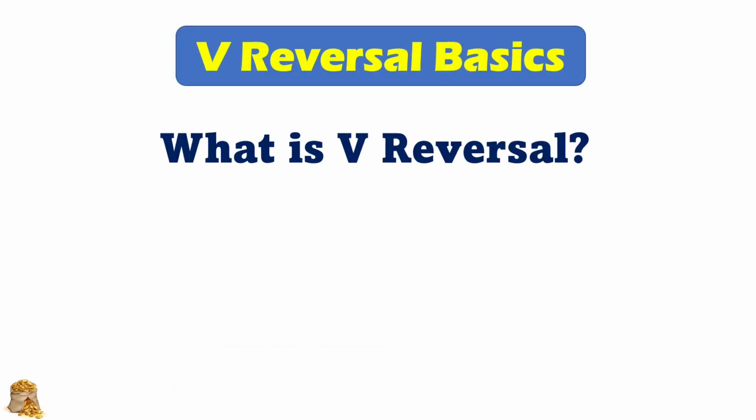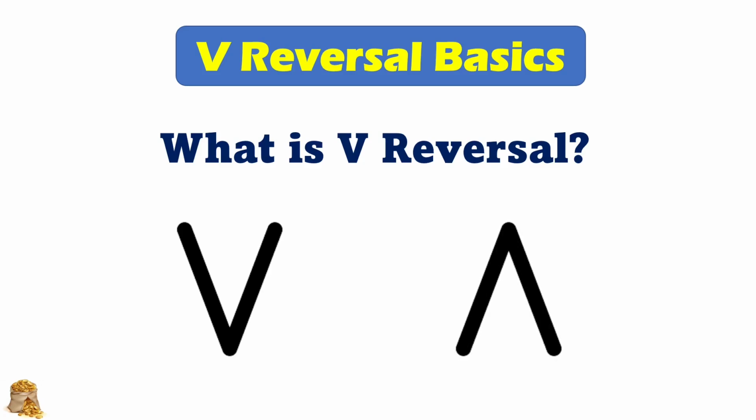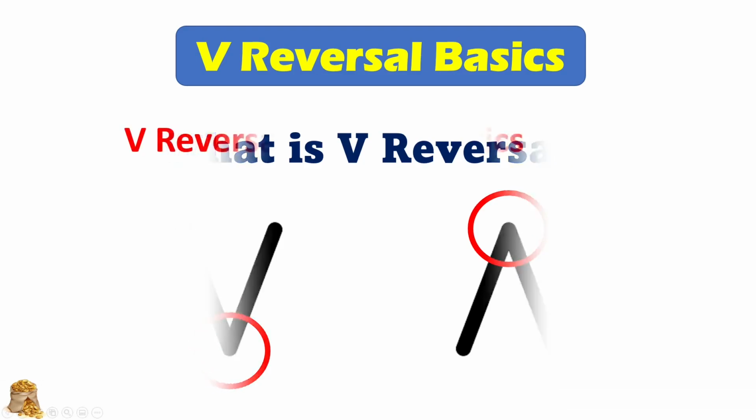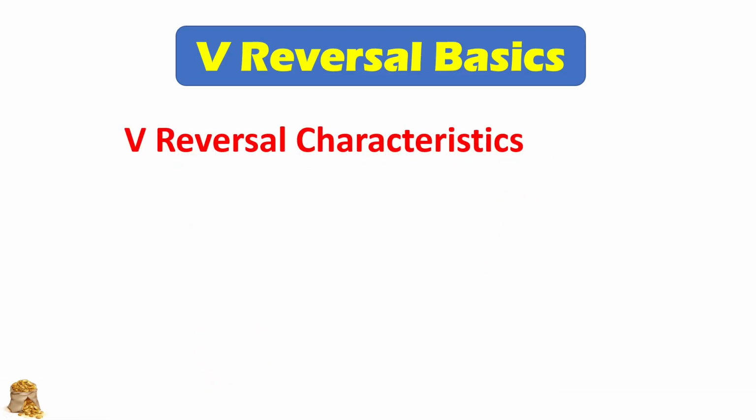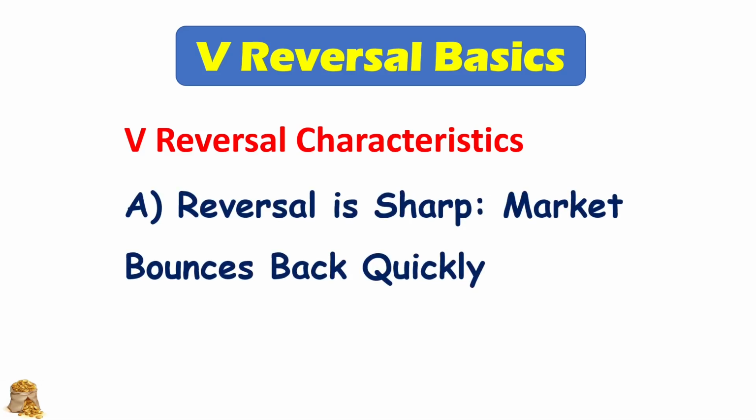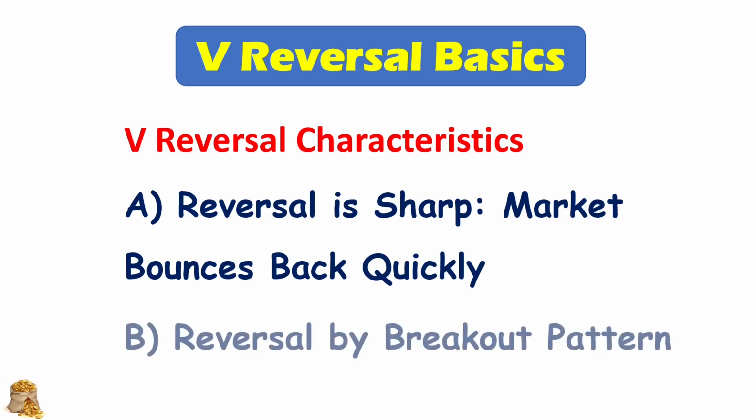What is V reversal? Basically, at a glance, you can see that it is a V shape or flipped V shape. The basic thing about V reversal is, at the top or the bottom, it is V shape, it's sharp. There are a few characteristics for this V reversal. The first is the reversal should be sharp, which means the market should bounce back very quickly. And the second, for the bounce back, it's better to be the breakout pattern, which means they are consecutive either bull bars or bear bars.